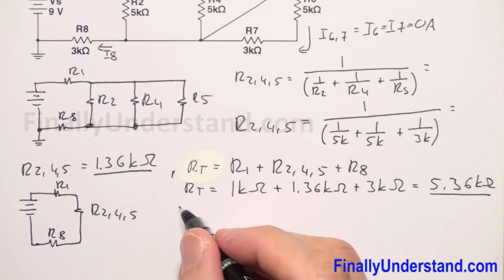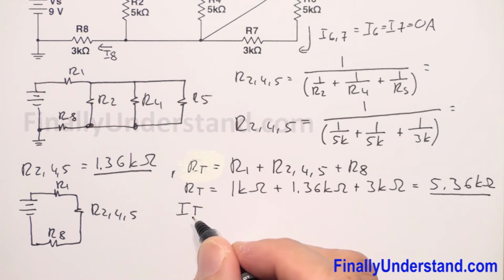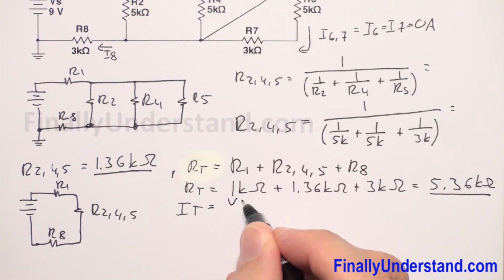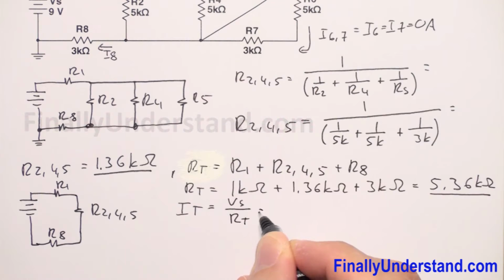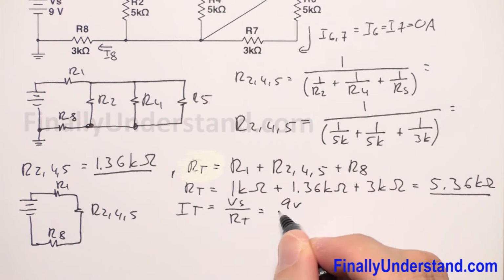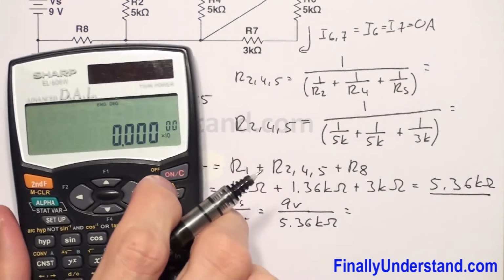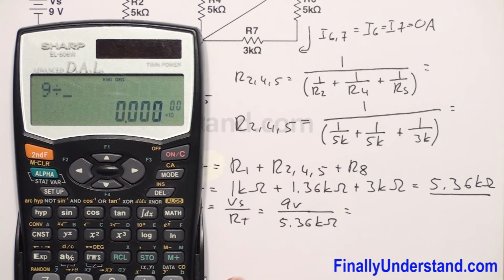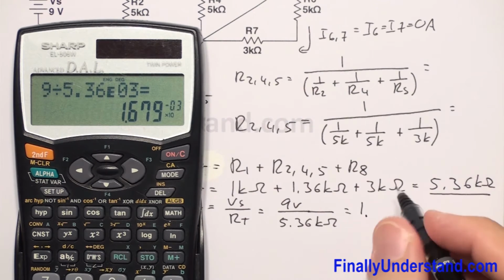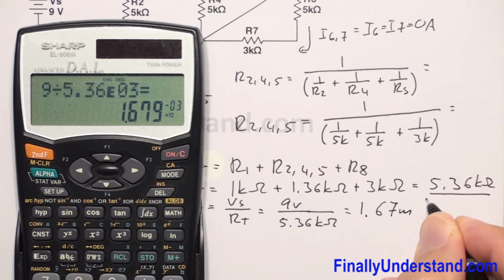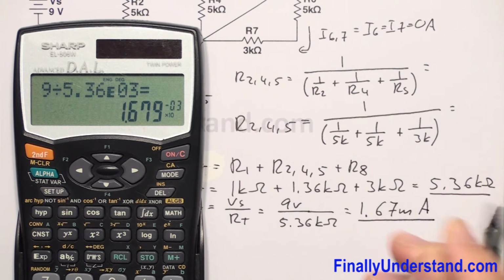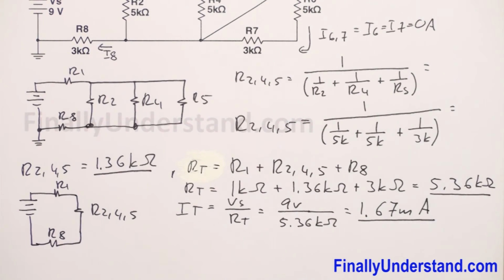Now I can find I total. I total is equal to the voltage source over R total, where the voltage source is 9 volts over 5.36 kilo ohms. This is equal to 9 divided by 5.36×10³, which is 1.67 milliamps. Okay, so this is the total current.